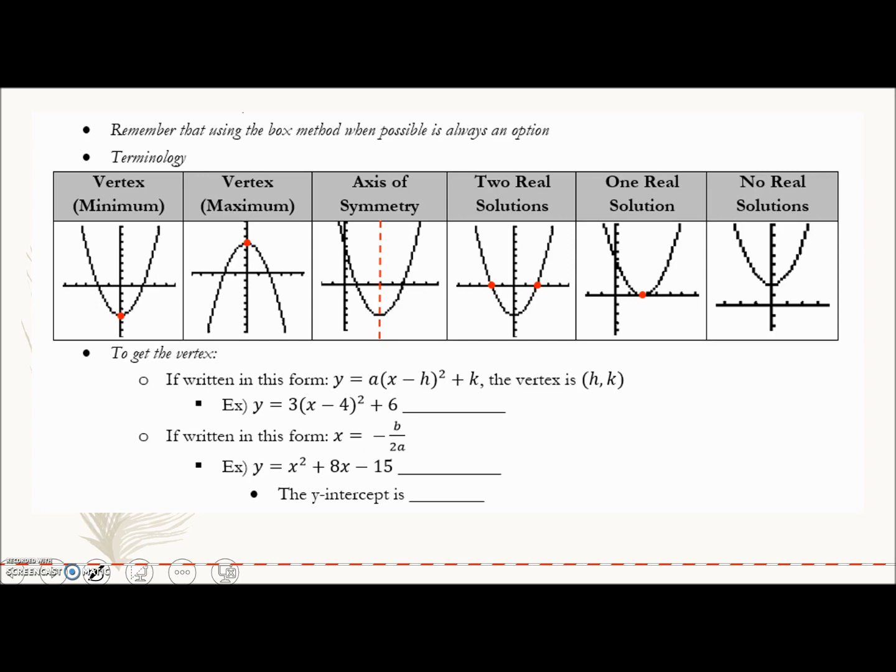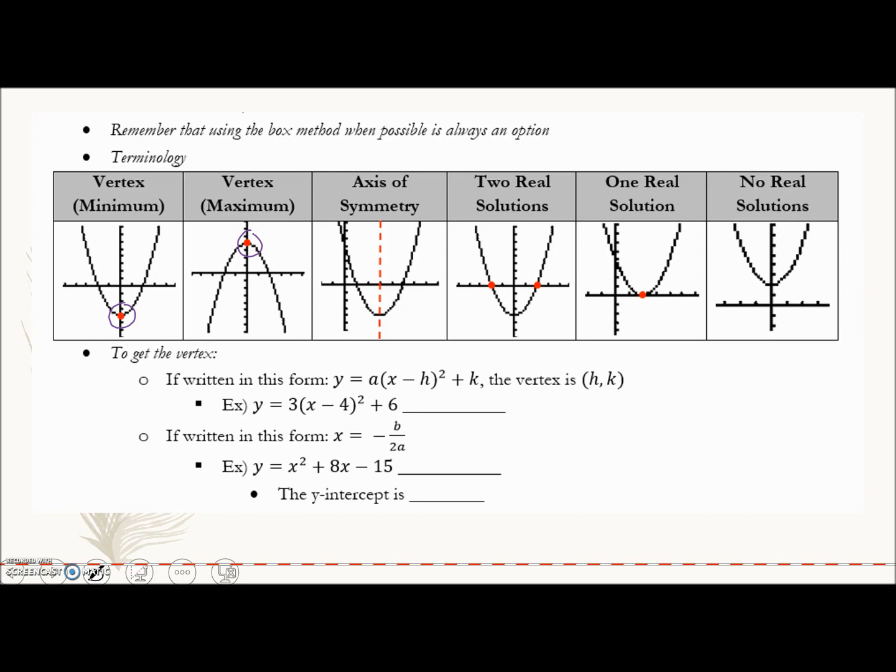So now some terminology. So the vertex, there's a minimum vertex and a maximum vertex depending if the U is facing up or down. So if the U is facing up, then there will be a minimum vertex. It's just the very bottom of the U. And then the maximum vertex is the very top of the U. The axis of symmetry is the line that cuts straight in the middle of the U. And it goes right through the vertex.